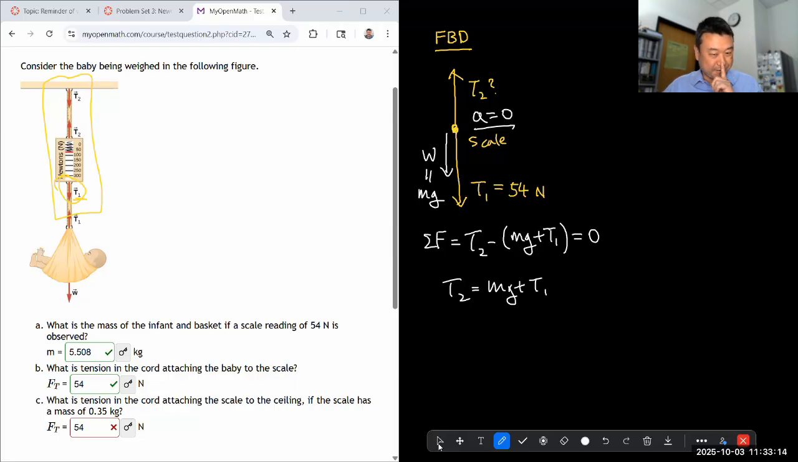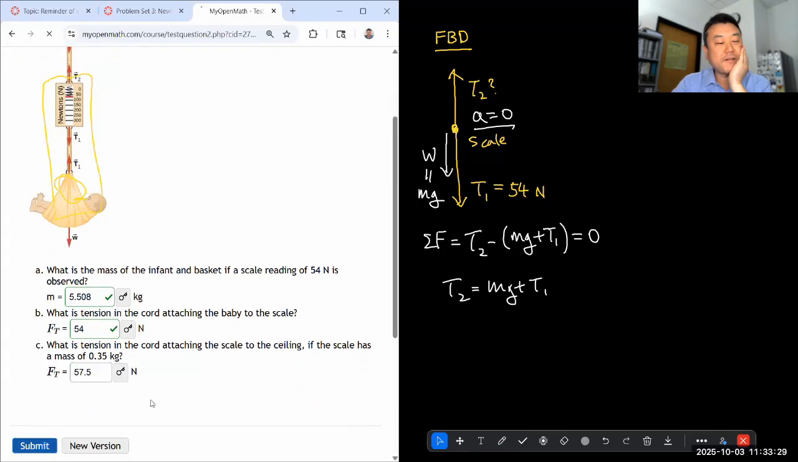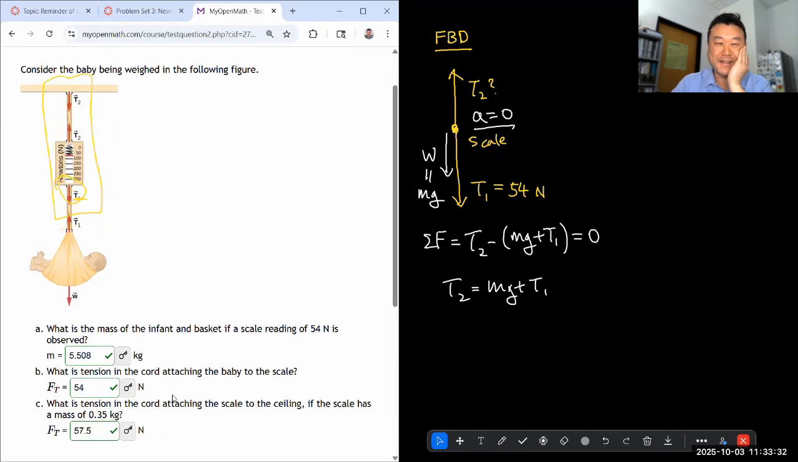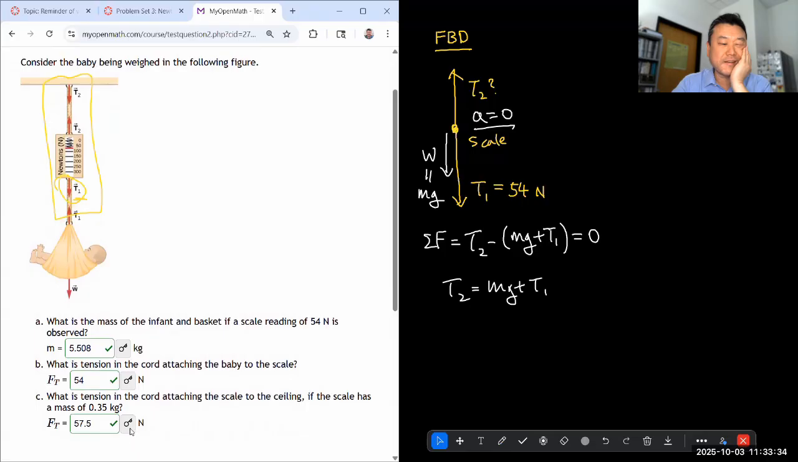So let me see if I can do this in my head. If g is 10, then it should be 54 plus 3.5, so 57.5. It might grade that as correct. That might be within 1%. Let's give it a try. Yep, it's within 1%. So I think the answer is probably a little bit off, but I don't want to do it in my head, so that's why this is slightly off compared to this. But most of the questions will use 1% relative tolerance. So as long as you are within 1%, even if it's a little bit off, it'll be graded as correct.